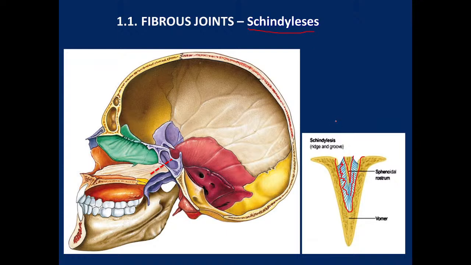It's a new kind of fibrous junction. We see this type of joint usually in the skull also, like here between the corpus of the sphenoidal bone and vomer. This is an unpaired bone in the center of the nasal cavity. Sphenoidal and vomer.